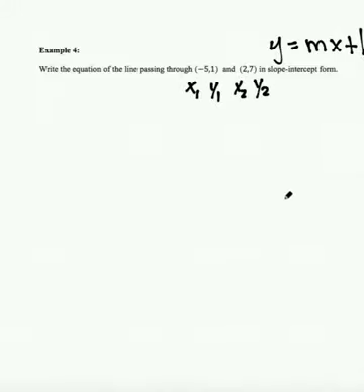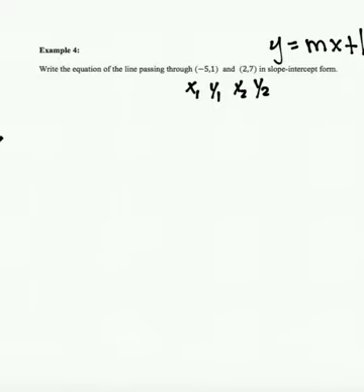Example 4, write the equation of the line passing through the points -5, 1 and 2, 7 in slope-intercept form. So again, we know slope-intercept form is going to be y equals mx plus b. Okay, and so we're going to follow our steps. Step 1 says if the slope is not given, then we need to find the slope. So what I'm going to do is I'm going to label this first point, -5, 1, as my x1 and my y1. And I'm going to label this second point as my x2 and my y2.